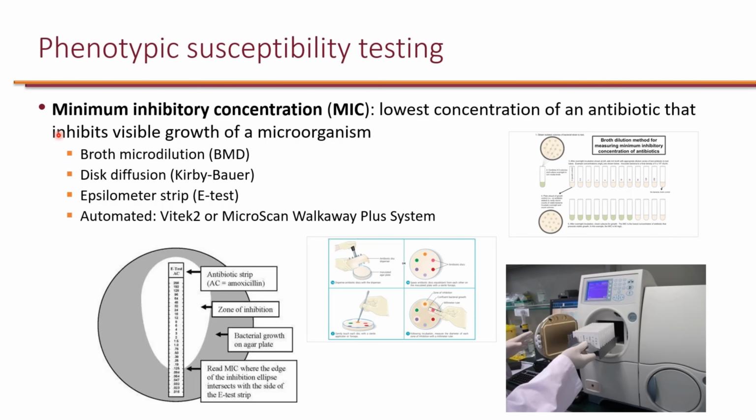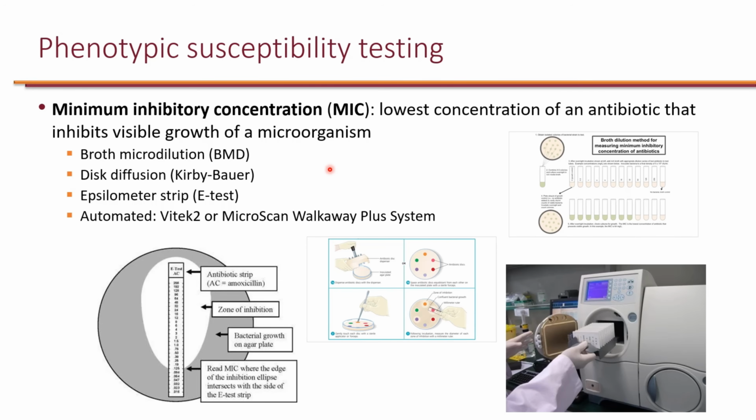So MIC stands for minimum inhibitory concentration, and it is the lowest concentration of an antibiotic that inhibits visible growth of a microorganism. And that's why we say phenotype is what actually appears. So it will be visible to the actual human eyes. And that's to distinguish it from genotypic susceptibility testing. So this is, regardless of what resistant genes may be present in an organism, the minimum inhibitory concentration just shows you what's the minimum concentration to inhibit growth of the organism.